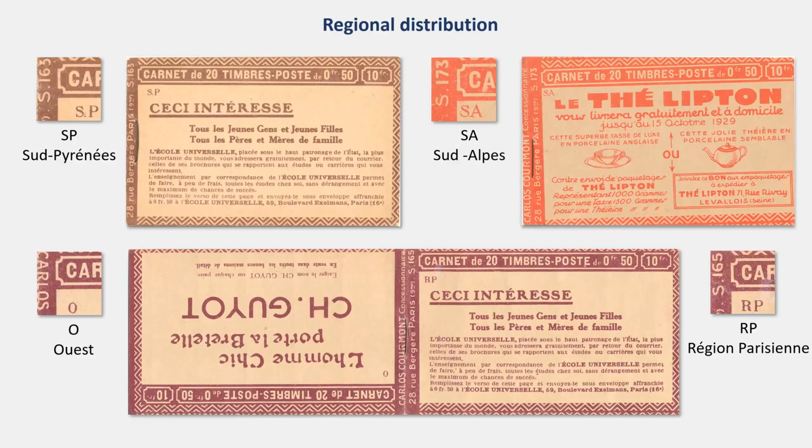But the regions were designated by initials put in the top left-hand corner of the front cover. And here, for example, in the top left, we've got SP for the Sud-Pyrénées, and then SA for Sud-Alpes, and then O for West, and RP for Région Parisienne. And those are collectible in themselves because each time they did a printing or even a part printing, those initials sometimes would slightly change in their font or font size.